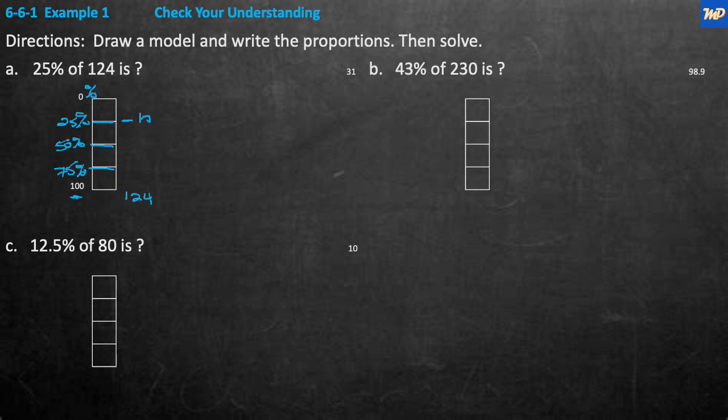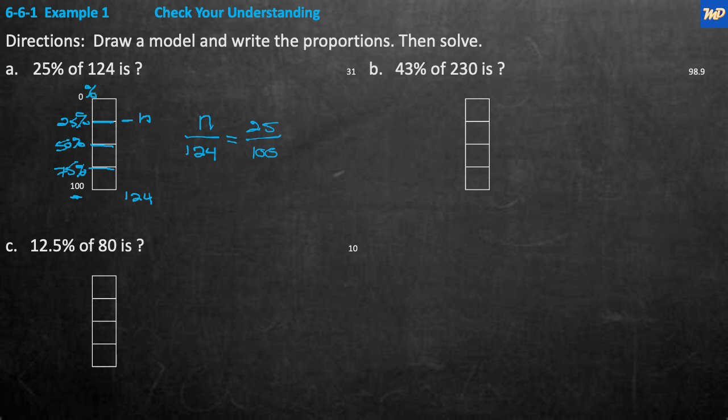Because I don't know what it is. So what we're going to do is solve it. We're going to write the proportion with n on the top. So I'm going to say n divided by the whole, the portion we're looking for, the n part, over the whole item, over 124, is equal to 25 over 100. In order to solve this, we're going to multiply both sides by 124 to get the n by itself. That's what we're trying to do.